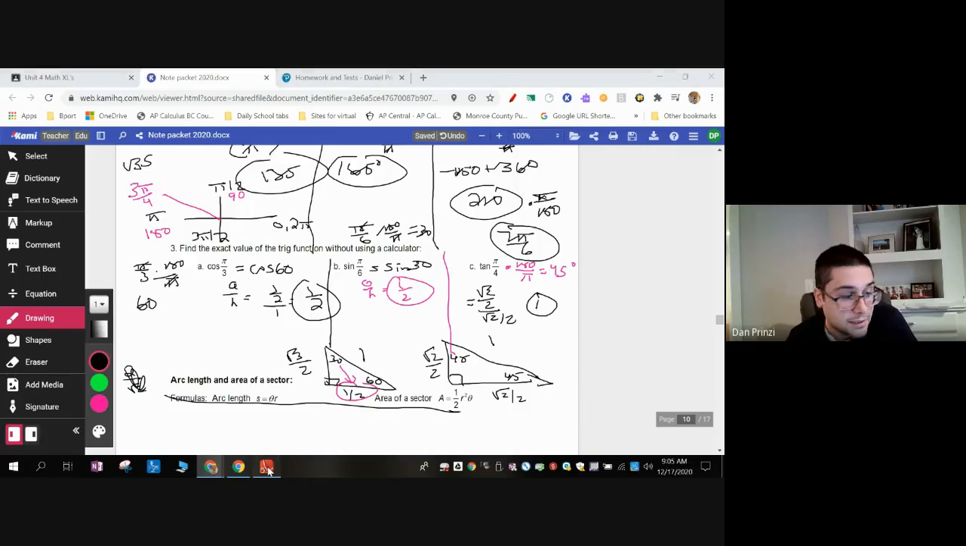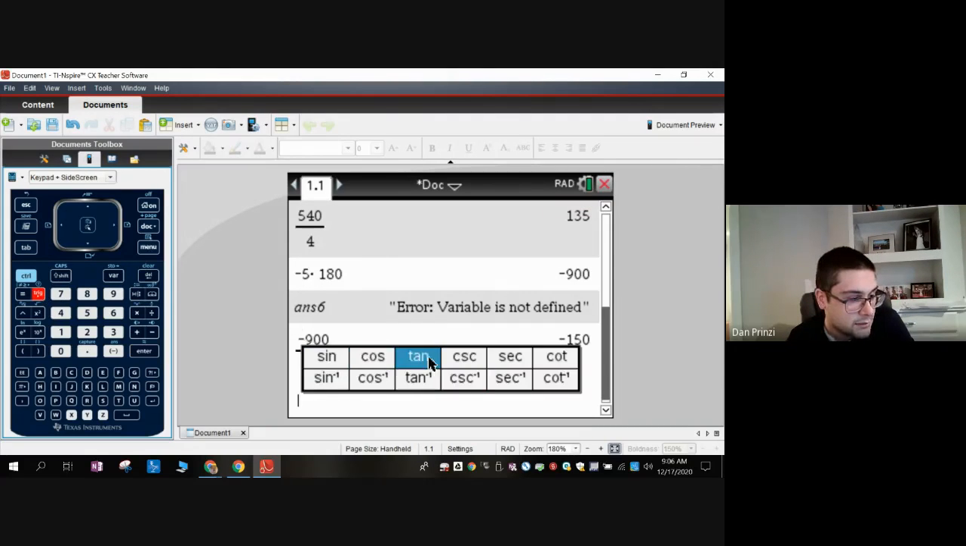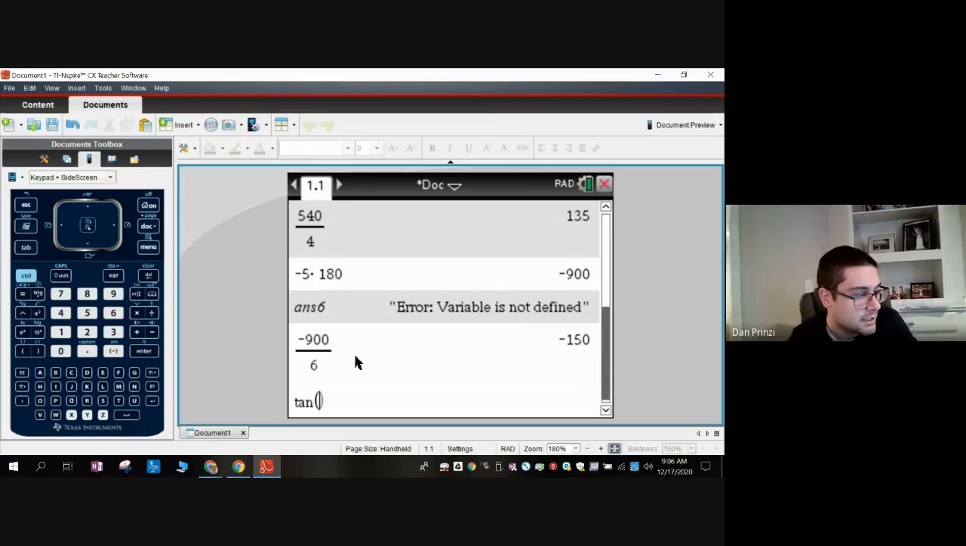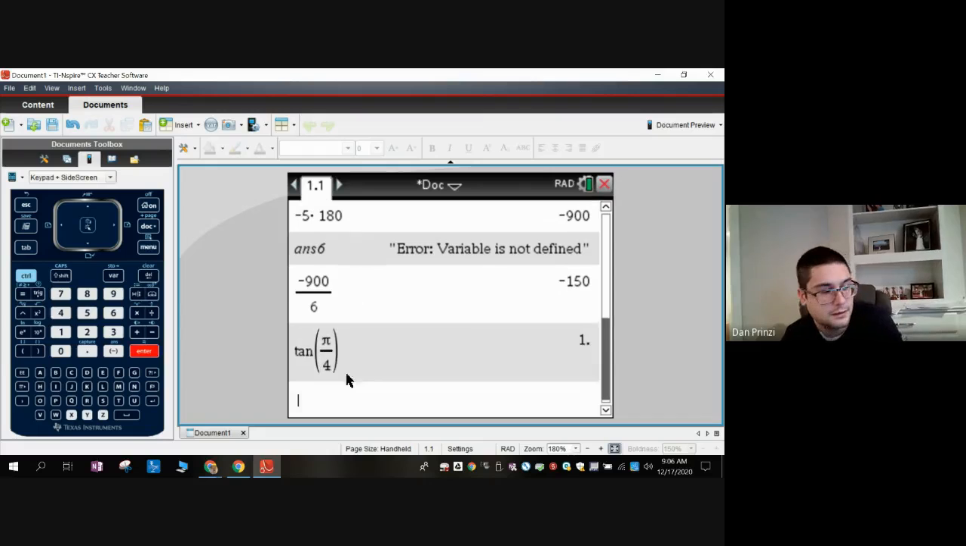Now, for those of you that have to go on in life and take more math, you might as well just get used to having your calculator in radian mode. So if you have a graphing calculator, you want it in radian mode. I tell my calculus kids they should never be in degree mode anymore, which seems weird. So when you go tan, if you're in radian, you don't even have to change anything. You can do tan of, hit the pi button, pi over 4, it'll say 1. So get used to being in radian mode.